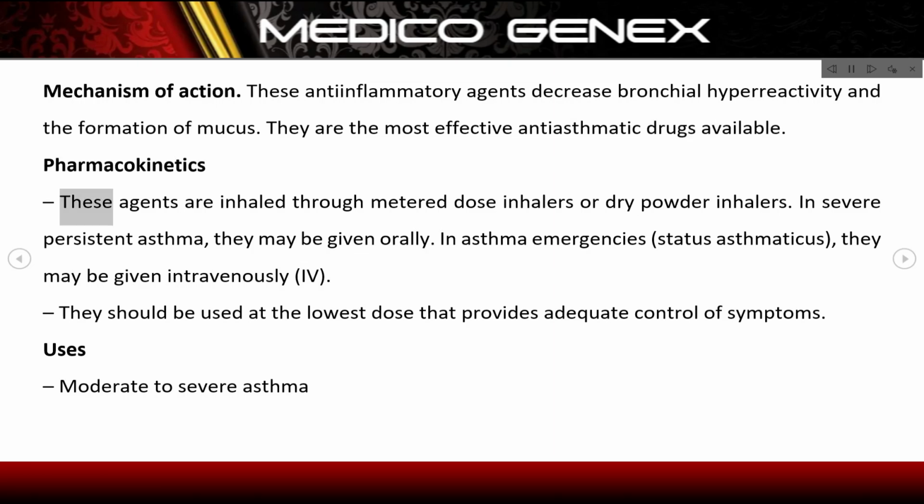Pharmacokinetics: these agents are inhaled through metered dose inhalers or dry powder inhalers. In severe persistent asthma, they may be given orally. In asthma emergencies, status asthmaticus, they may be given intravenously. They should be used at the lowest dose that provides adequate control of symptoms. Uses: moderate to severe asthma.